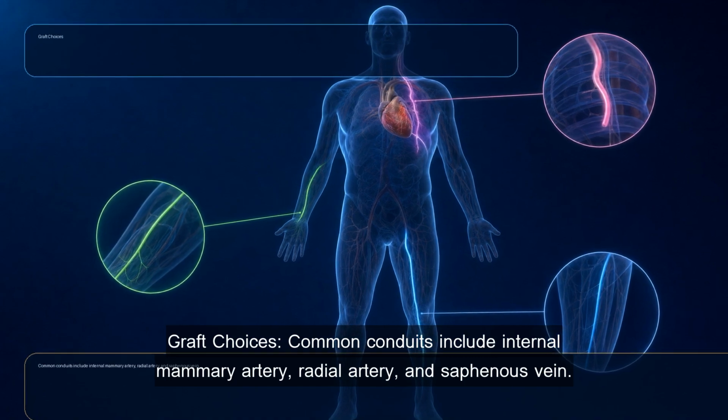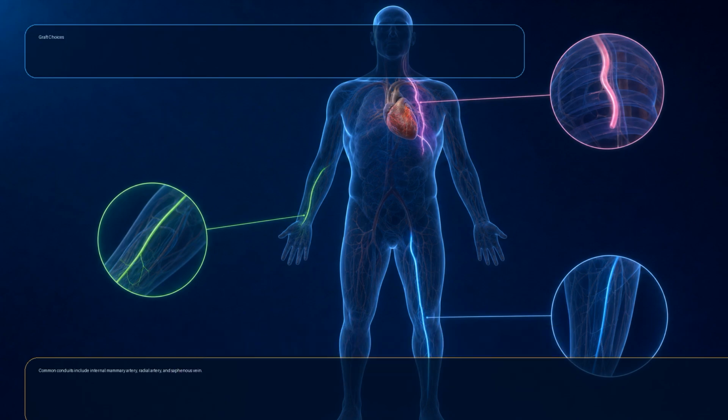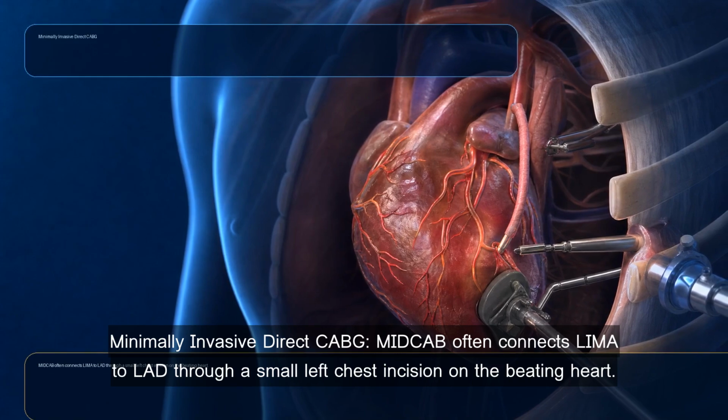The left internal mammary artery, also called the left internal thoracic artery, is usually preferred for the left anterior descending artery, or LAD, because of excellent long-term patency. The 2021 ACC/AHA/SCAI guideline also gives strong support to using the radial artery rather than a saphenous vein for the second most important target vessel when the radial artery is suitable. The saphenous vein from the leg is still widely used, especially when multiple bypasses are needed. But vein grafts can narrow over time, so surgeons balance anatomy, urgency, patient risk, and conduit quality when planning surgery.